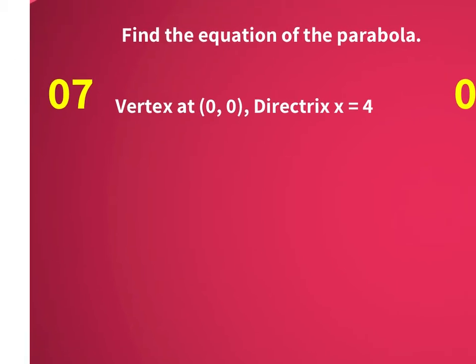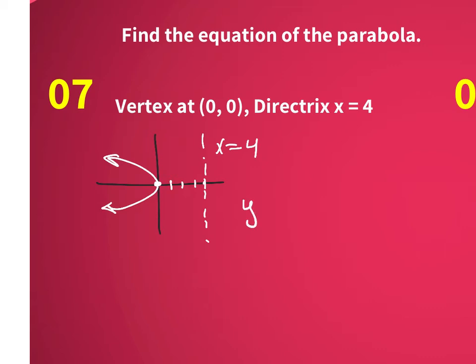So for number 7, again, I'm going to just draw a quick little sketch, draw both of the pieces they've given me, my vertex, and now my directrix. 1, 2, 3, 4. So it's this line right here. So again, this tells me that it's always behind my parabola. So my parabola is going to be opening to the left. So this tells me the equation I'm using is y squared equals 4px.